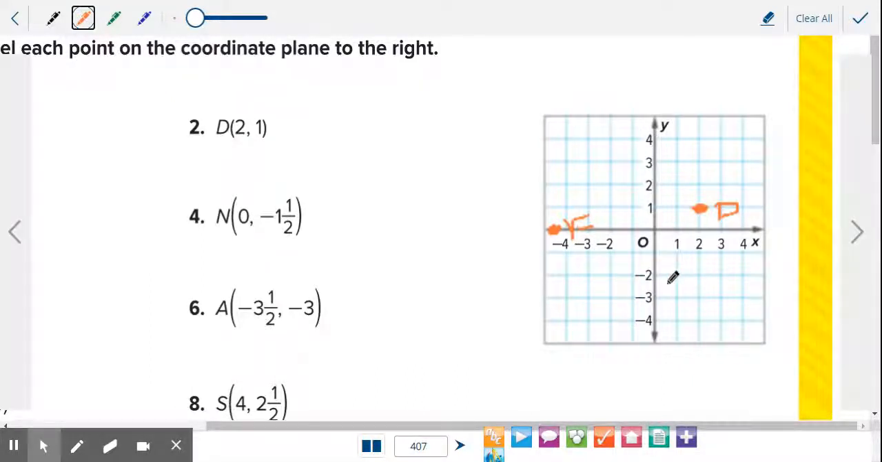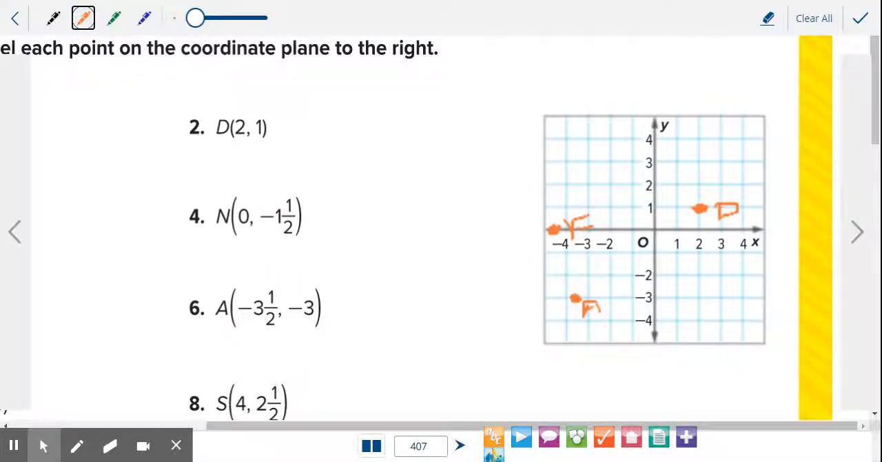All right, let's do number 6. So number 6 is point A, -3.5, -3. Okay, so once again, we always start at 0, 0. Okay, so our x is -3.5. Do I go left or right? Katie? Left. Okay, so we go over to -3.5. Well, here's -3. -3.5 is going to be right in the middle there. We don't put a dot yet because our y value is -3. So are we going up or down? Down. So go down to -3, and that's where your point is. Right there in the middle. Point A.